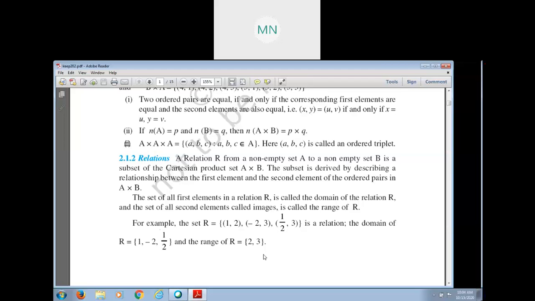Understand or not? Just see the relation. Take the first element of the ordered pairs, this gives you the domain, and take the second elements of the ordered pairs, which gives you the range. Okay.